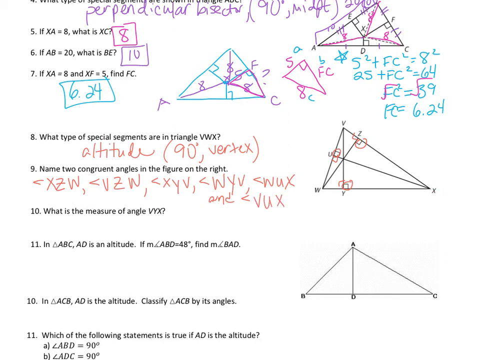So this next one is just knowing that it's the altitude, so if we want VYX, that's this angle right there, and that's 90 degrees since it is the altitude.